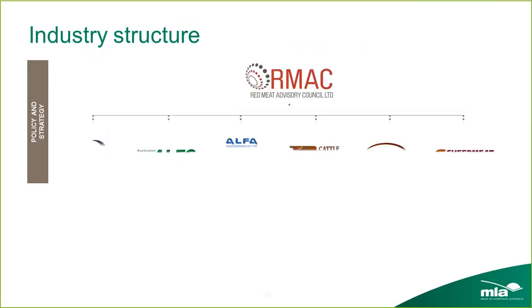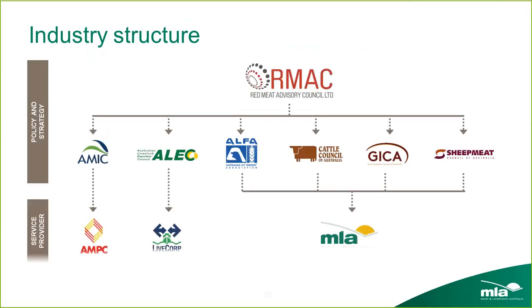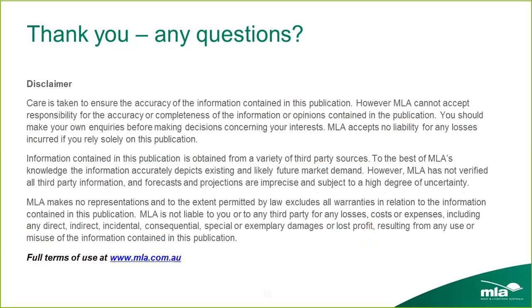In terms of the industry structure, MLA is a research, development and marketing provider, and we work with the peak industry councils such as the Goat Industry Council of Australia, Cattle Council and Sheep Meat Council to help determine research, development and marketing priorities for those industries. That's our role really as a service provider to those red meat industries.